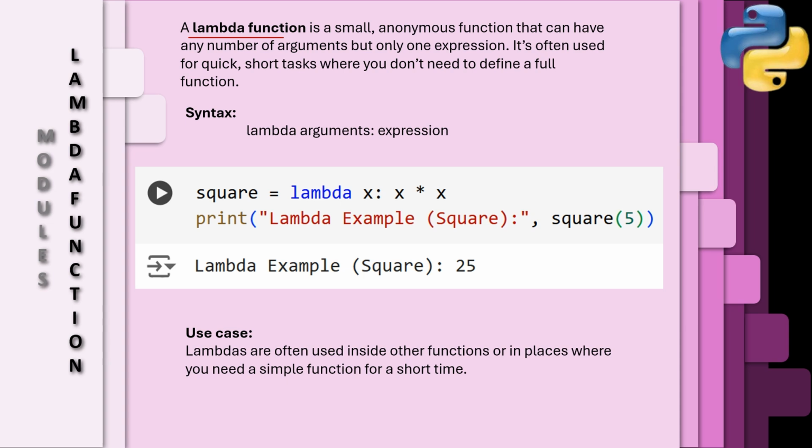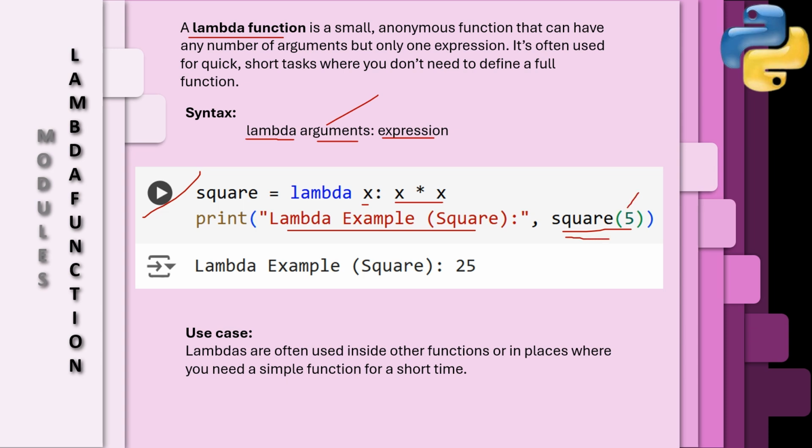You can create a lambda function using the lambda keyword followed by arguments and an expression. These arguments can be a comma separated list or a single value. Coming to this example, square equals lambda. In place of arguments, we are providing x, and in the place of expression, we are providing x asterisk x. In the next line, we are printing square of 5, where 5 is the argument.